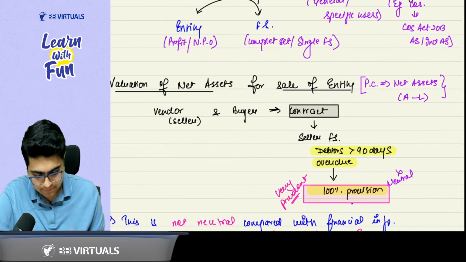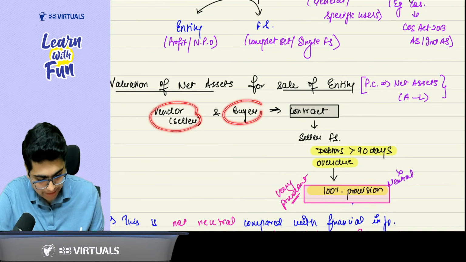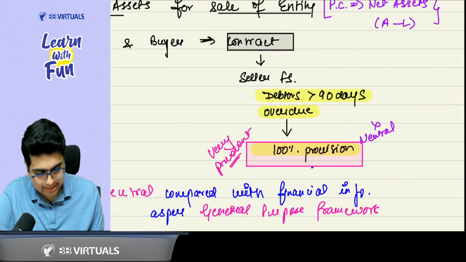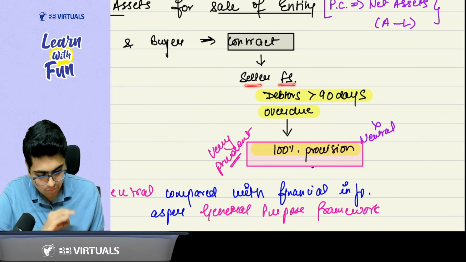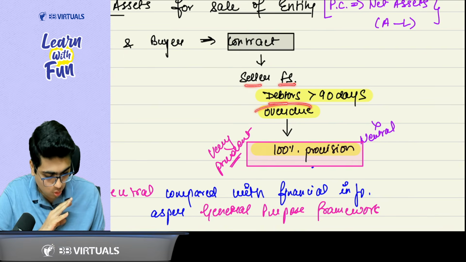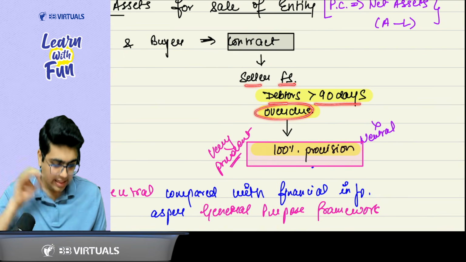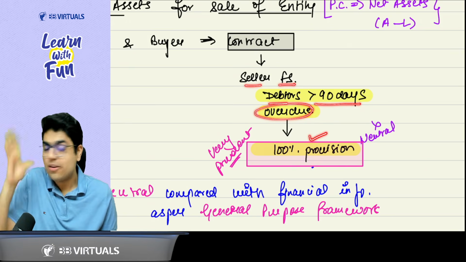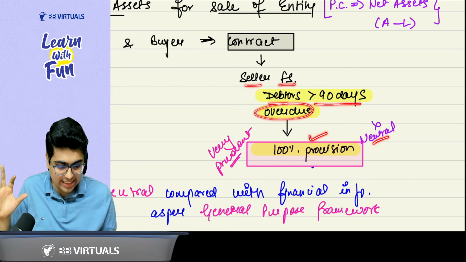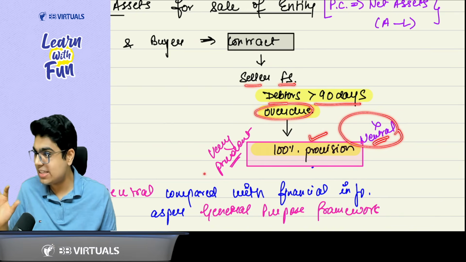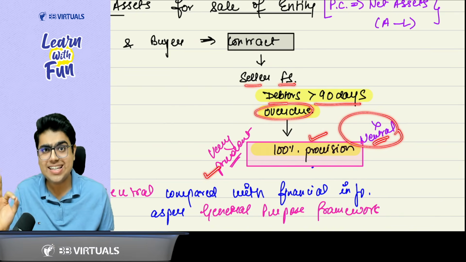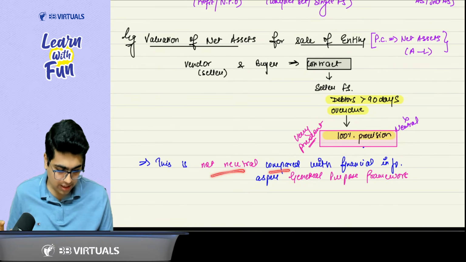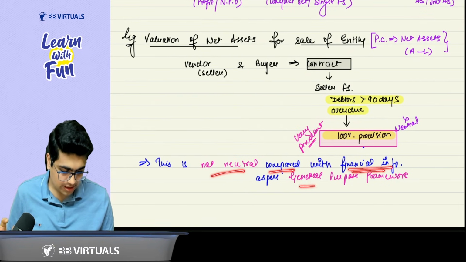So what can happen? That the seller and the buyer, they can enter into a contract. And in that contract, it is clearly written that the seller's financial statements, whatever are the debtors which are overdue for more than 90 days, on that 100% provision has to be created. That means we are assuming we are not going to recover them. So do you think it is neutral? Answer is no. This is a very prudent provision. So this is what is written. This provision is not neutral compared with the financial information in general purpose framework.